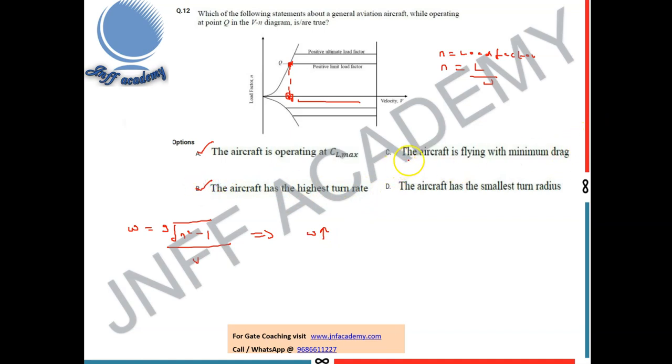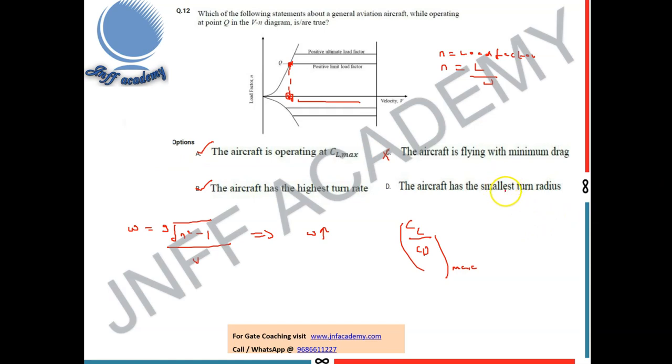Now coming to option C, the aircraft is flying with minimum drag. That is a wrong statement. I will tell you why. The aircraft can fly at minimum drag only when it flies at the CL by CD max condition. But we already know that the aircraft is flying at a CL max condition from the first statement, because it is flying at very low speed, so it has to stay airborne, so it flies at maximum CL to provide sufficient lift. So this is the wrong statement.